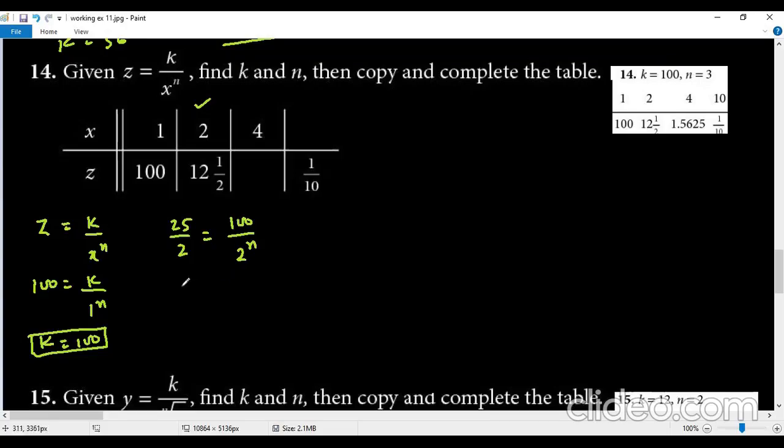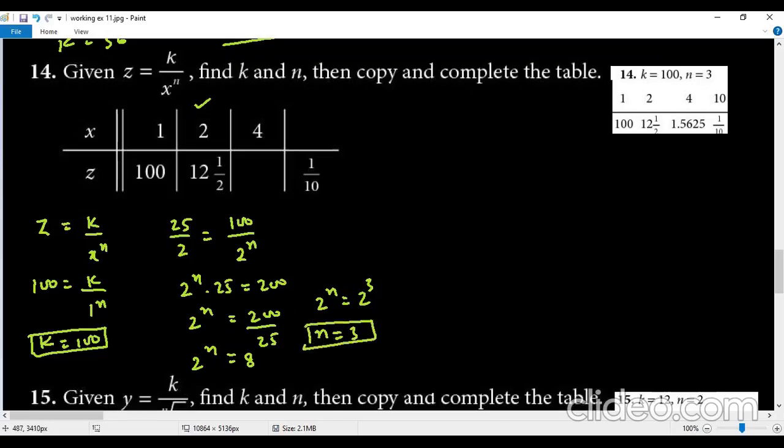Now in here, this means 2^n times 25 equals 200. That means 2^n is equal to 200 divided by 25. That means 2^n equals 8. You can write 8 as 2 to the power of 3. That means when bases are same, exponents are same. So the value of n is 3.